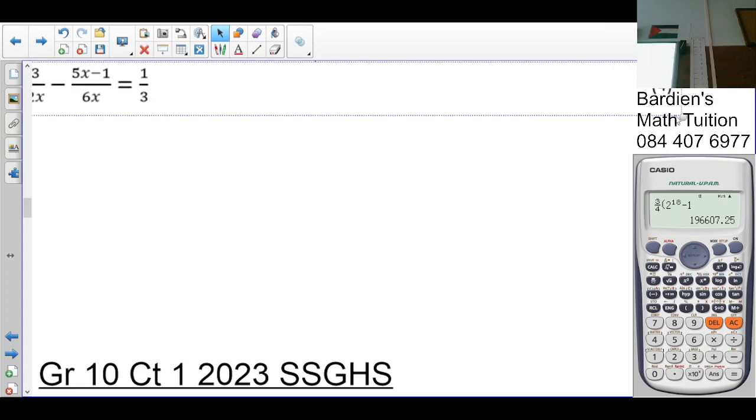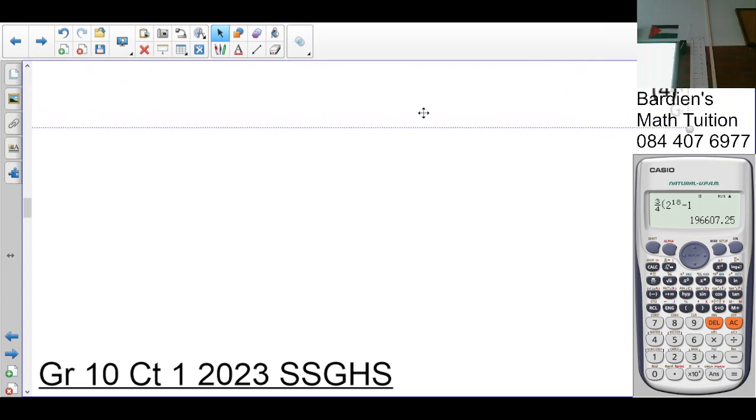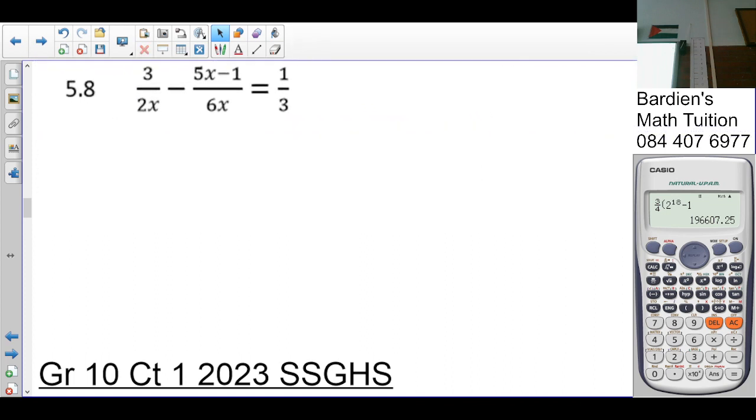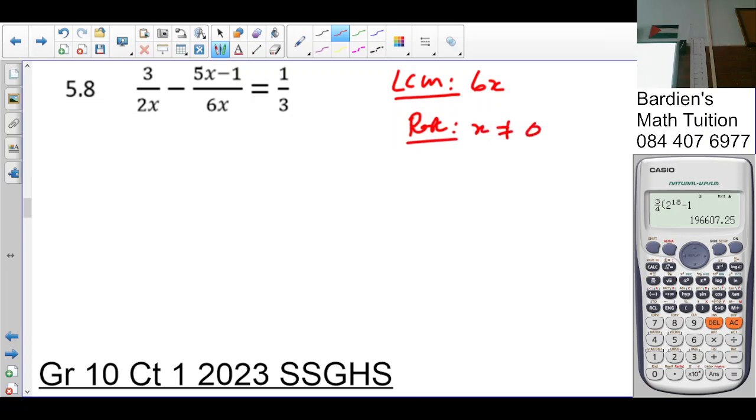Here your LCM is 6x. Alright, so your LCM is 6x. I said it was the previous, it's actually the next. What's my restriction? X cannot be equal to 0. Why didn't I have a restriction in the previous sum? There's no variable. Okay, so 2x multiplied by what is going to give you 6x? 3. So it's 3 into 3. 6x multiplied by what is 6x? 1. 3 multiplied by what is 6x? 2x.